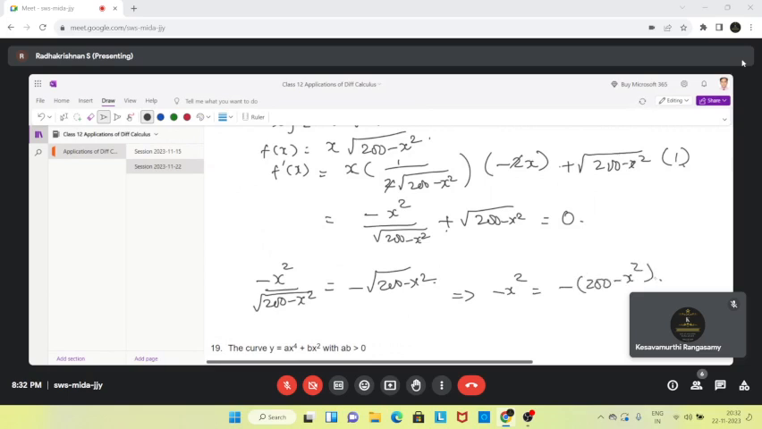x square minus 200. So minus x square equal to x square minus 200.